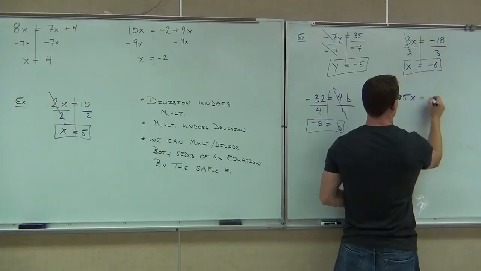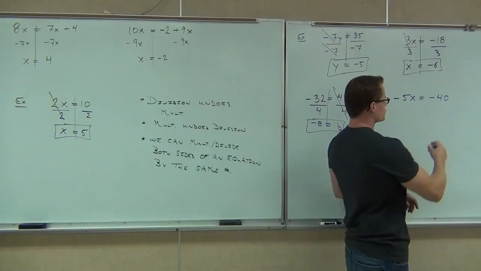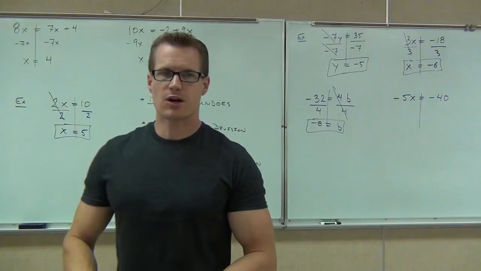Let's do one more together. I'll give you some to do on your own, and then we'll move on to some division. So last one, we still have that equation. So we still have both sides of this thing. Now we're looking at this. Our variable is on which side?